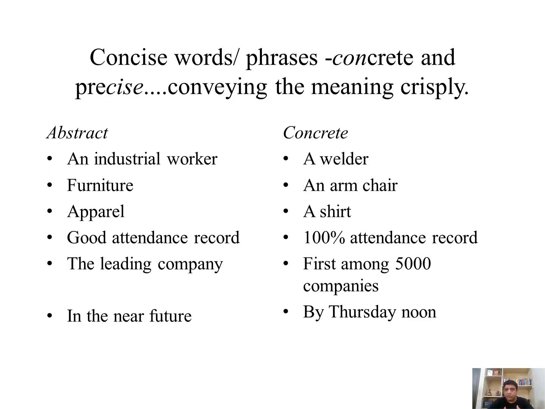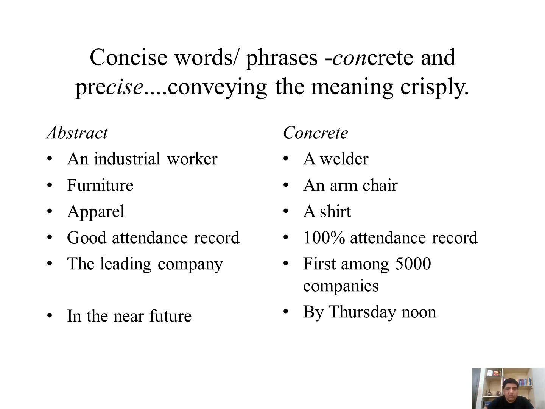Concise words or phrases are both concrete and precise, and hence they convey the meaning more crisply and clearly. For example, if you call somebody an industrial worker, it is better to specify that they are a welder or a foreman. If you say furniture, it's better to say what furniture you are talking about. Is it a chair or a table? Because that is more concrete and gives a better visualization.